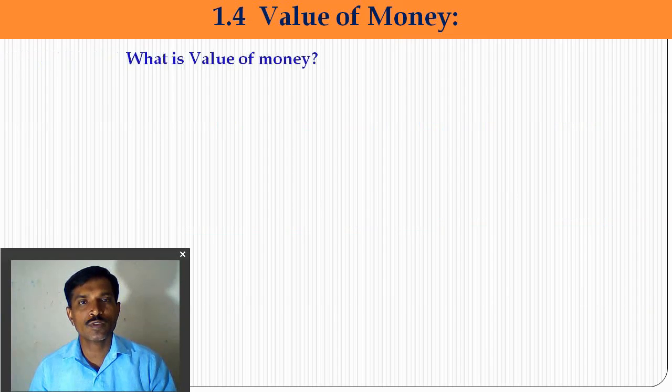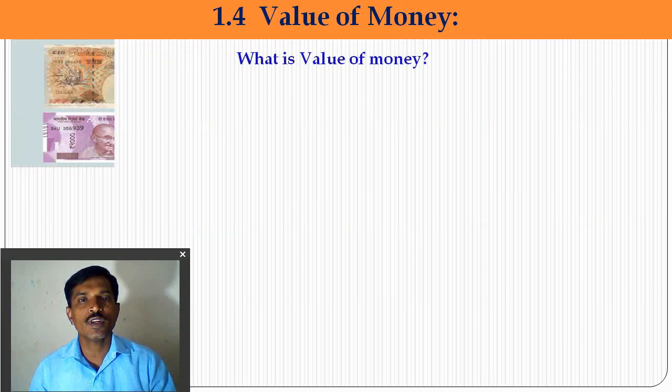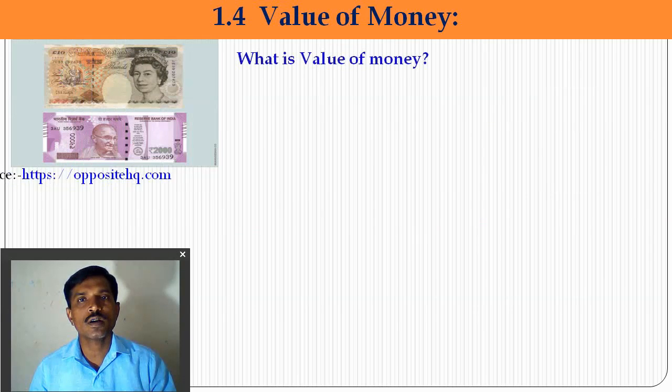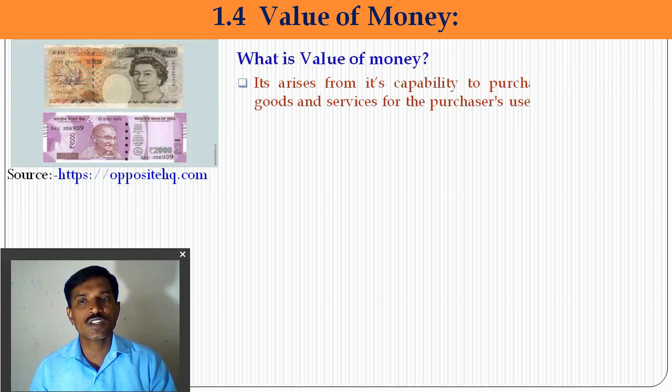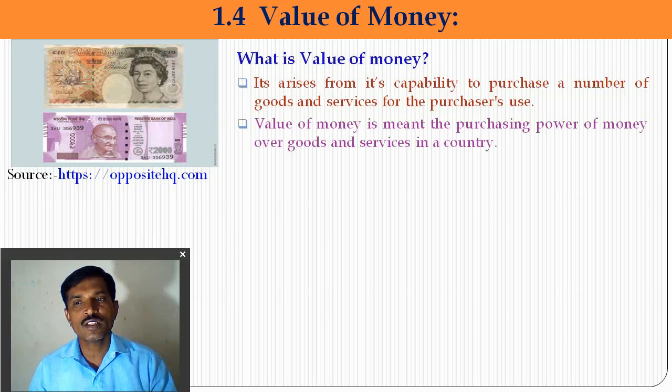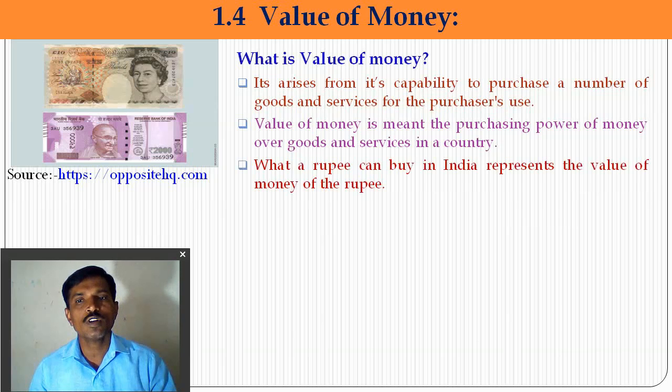So there are two approaches to the value of money. Before that we also discussed what the value of money is. The value of money means the purchasing power of money. How many goods you can purchase with one unit of money is called the value of money. It arises from the capability to purchase a number of goods and services. Value of money means the purchasing power of money over the goods and services of a country. What a rupee can buy in India represents the value of money of the rupee.